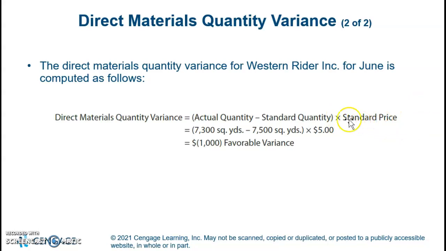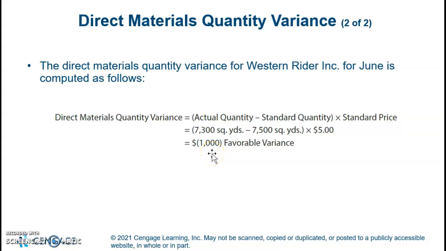Mainly what you're multiplying it by, because it can be confusing at first, but after a while, they're going to become second nature. So when you look and see if this is favorable or unfavorable, let's plug it in so we can see. So the quantity variance, we're going to take actual minus standard. And so the actual quantity was 7,300 square yards. The standard quantity was 7,500 square yards. We're going to multiply that times the standard price. So we actually had a quantity variance that was favorable in this situation by $1,000.